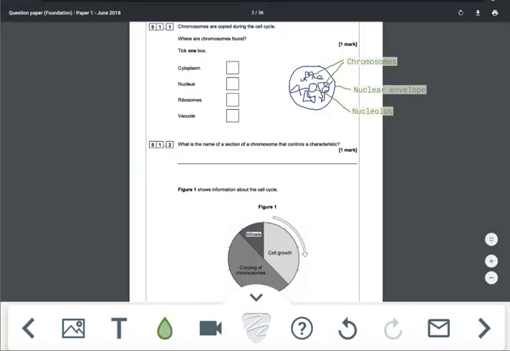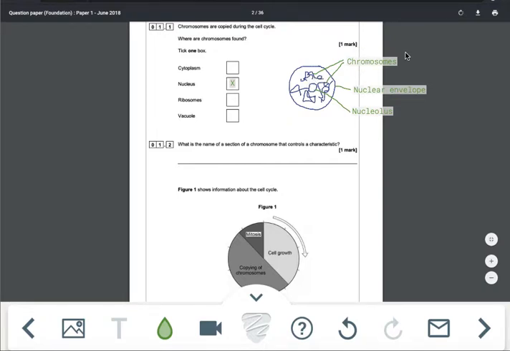So question 1, we've got a multiple choice question. It says chromosomes are copied during the cell cycle. Where are the chromosomes found? This is a fairly nice question to begin with. You should remember the answer is the nucleus. Just going to go ahead and put an X in there. And I've drawn a little picture for you here, just showing the nucleus. And hopefully this will help you remember where the chromosomes are found.